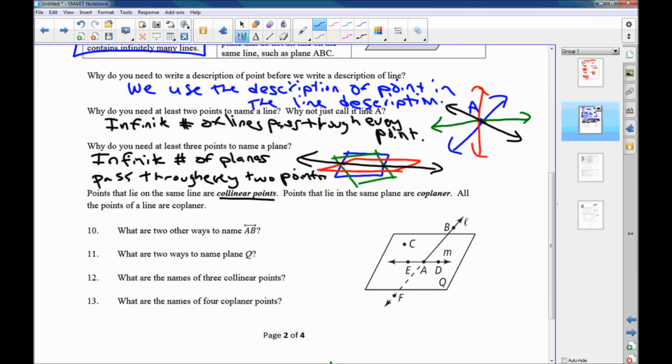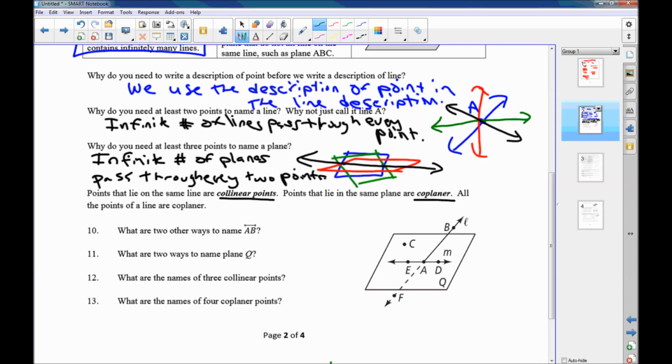All right, points that lie on the same line are called collinear points, and points that lie in the same plane are called coplanar points. Not because they like to complain, but because they're on the same plane. All right, so all the points of the line are coplanar. So if you have a line, all of those points are coplanar, but there are infinite number of planes that go through them.